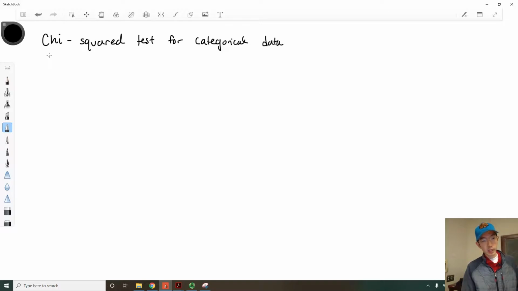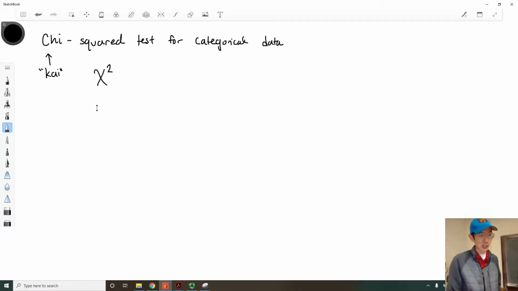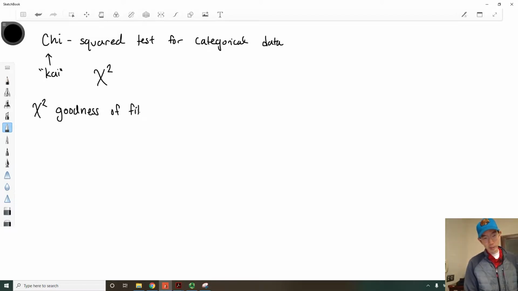Okay. Chi, it looks like chi, but it's pronounced chi. It's the Greek letter for x, and it looks just like a fancy x, I guess, okay? Chi-squared. The first one we're going to look at is going to be the chi-squared goodness of fit test. It's a weird name.